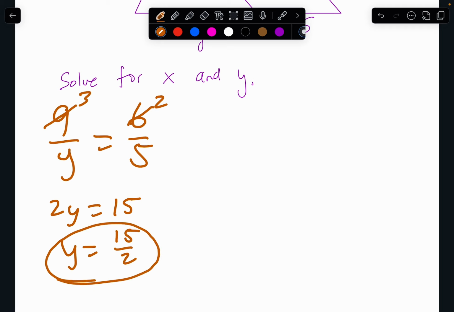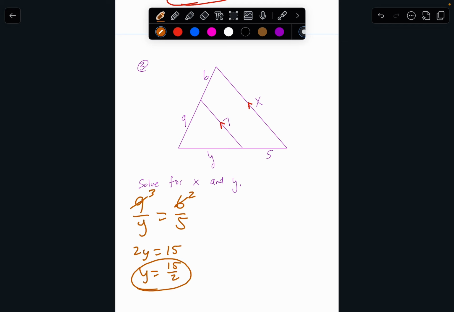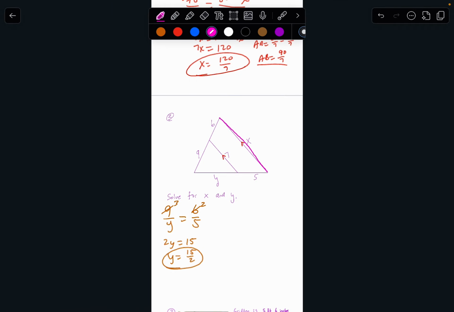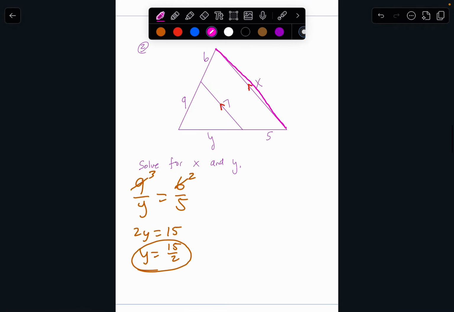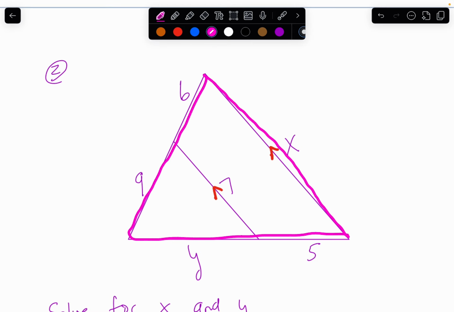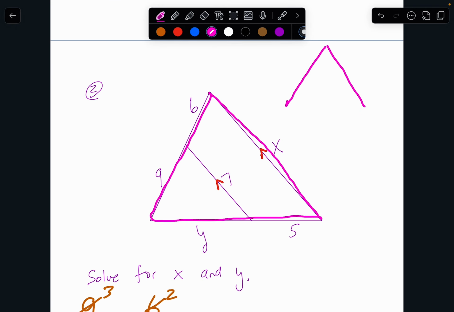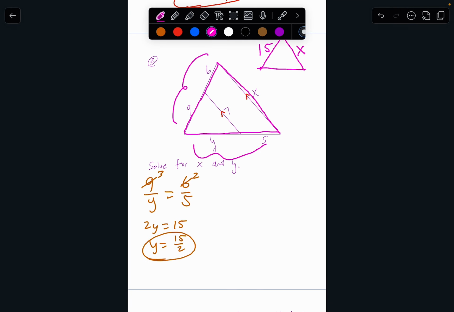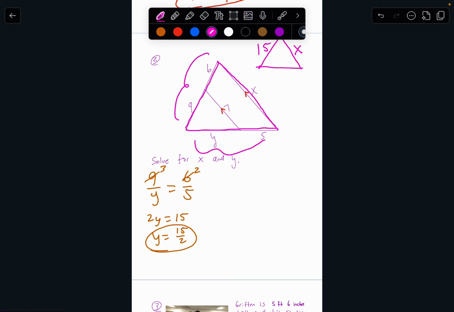So there's y. Now here's the harder part. We have to solve for x. X is on one of the parallel lines. I highly recommend, until you get really good at this, that you redraw these triangles. So the big triangle has a side of x. This side would be 15, and this side would be 50. Ooh, that's interesting. We're going to have to find out how long that side is.